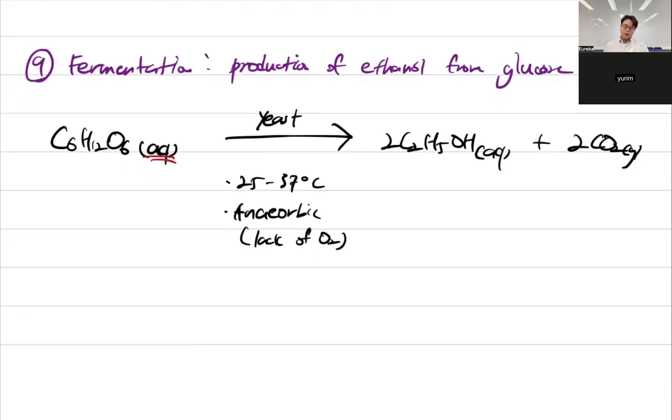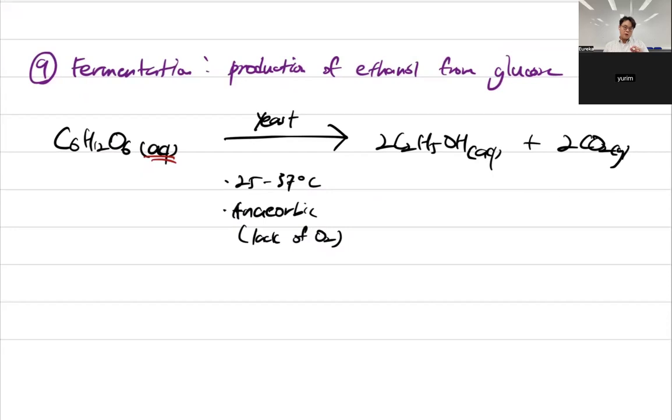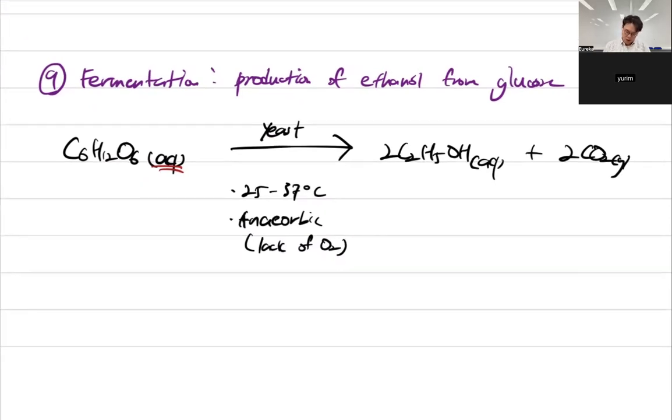Okay, the limitation for fermentation. Unlike other types of alcohol production, fermentation only produces one type of alcohol, which is ethanol. It cannot produce propanol or butanol. It will only produce ethanol due to the structure of glucose. Another limitation is that it does not make ethanol 100%. So the amount of ethanol we can get from fermentation is relatively lower than other industrial processes.